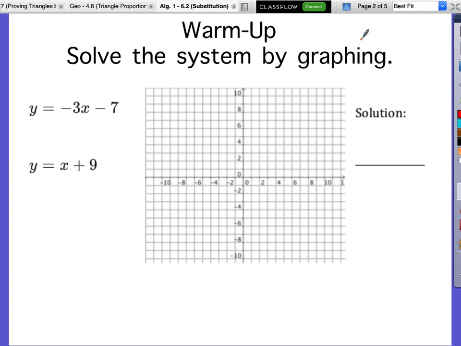Let's take a look at the board real quick, just to make sure we know what we're doing today. That way we can be on track and focused. Fun Sock Friday. Oh, we're doing Fun Sock Friday. Students will be able to solve systems of linear equations by substitution, 6.2.